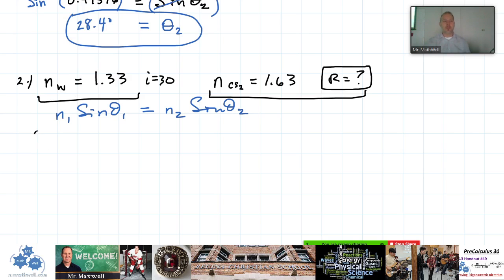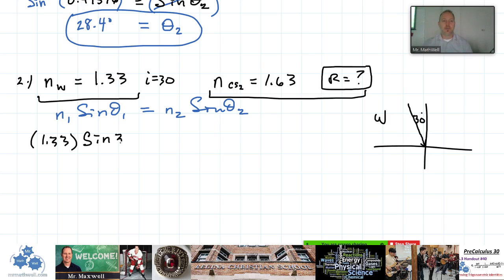Well, N1 is 1.33. That's our incident side. That's water. So the diagram is we've got water here, and we've got an angle of incidence of 30 degrees. That's what we're looking at. The index of refraction, well, let me just finish this, sine of 30. So N2 is 1.63. And we don't know what theta 2 is. So sine theta 2, just like question number 1 that we just did.